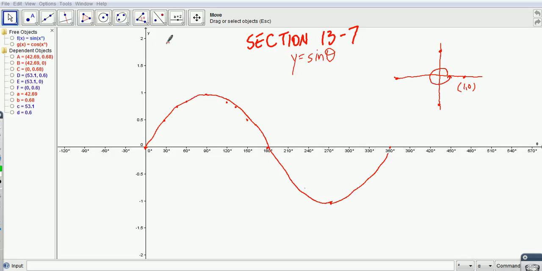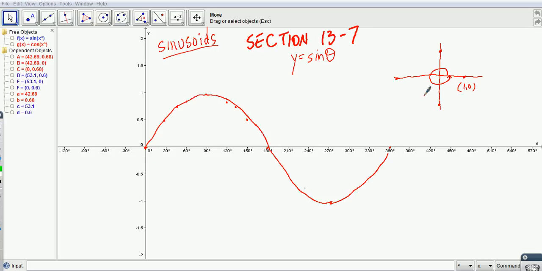We call these, in general, sinusoids. It's kind of weird. Even the cosine we call a sinusoid. So that whole basic idea of taking the circle and stretching it out onto an x and y axis like this is called a sinusoid. This particular one is the sine function. Notice what it does.